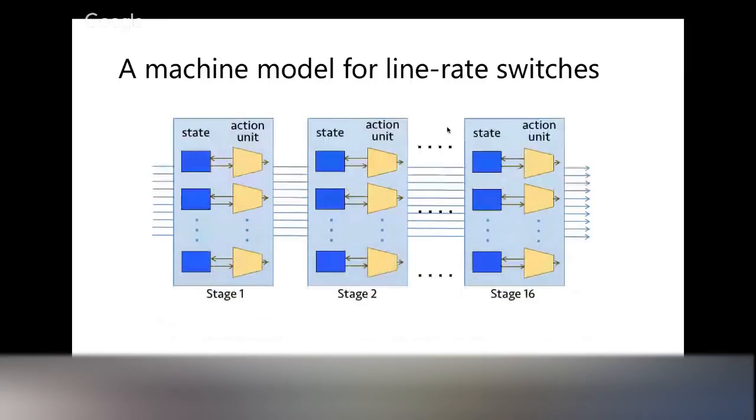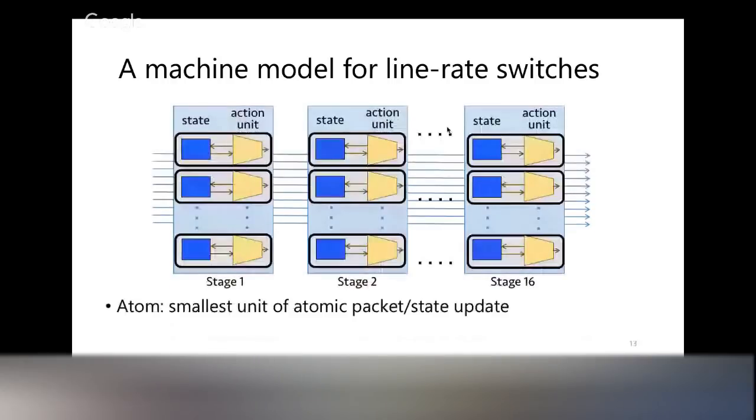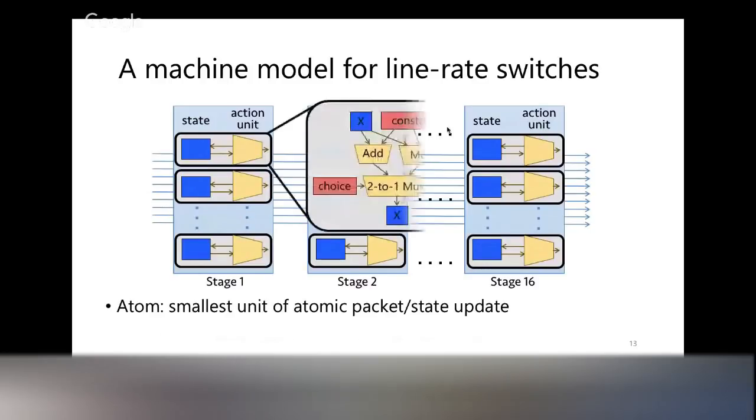Okay, so this combination of the state plus the action unit that operates on the state, we call it an atom. And we use this to denote the smallest unit of atomic packet processing that the hardware exposes as an instruction to the compiler and to the programmer. So what does an atom look like? Here's an example atom.